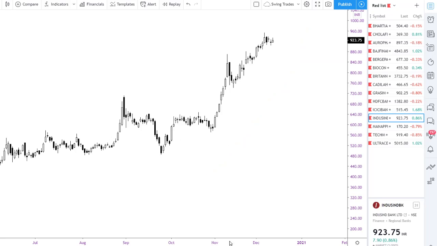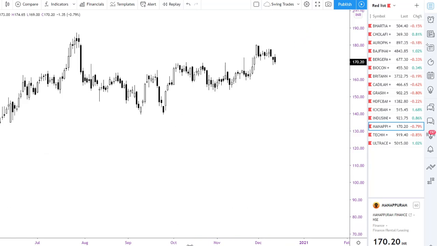The next one is IndusInd Bank. Again, it is in an uptrend, and I would be interested in a buying opportunity when the price comes here and gives us a nice entry opportunity with proper reasons to buy. I'll be buying this.